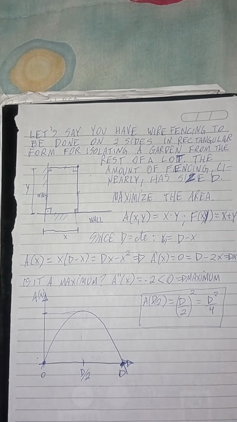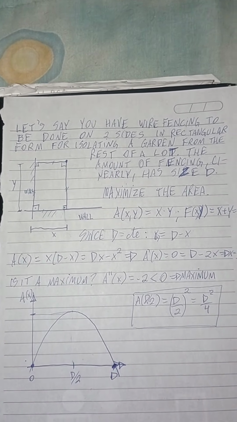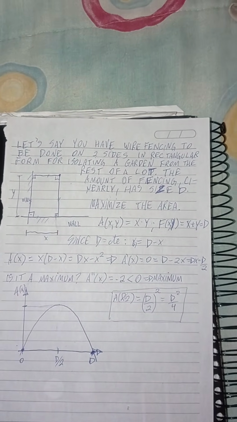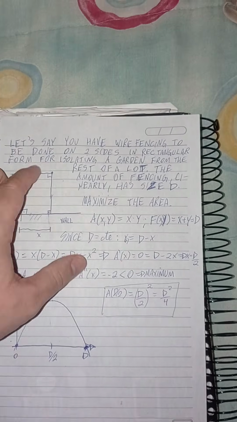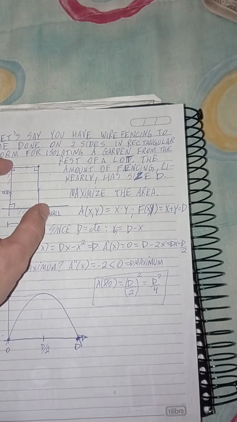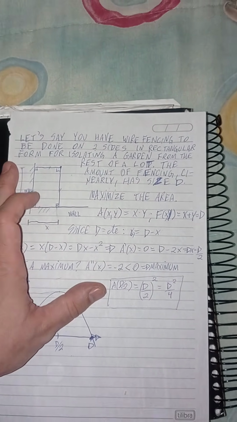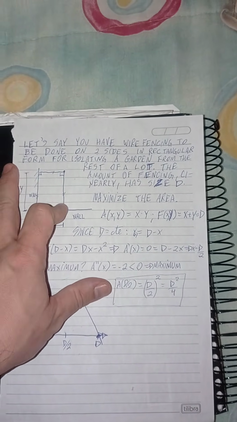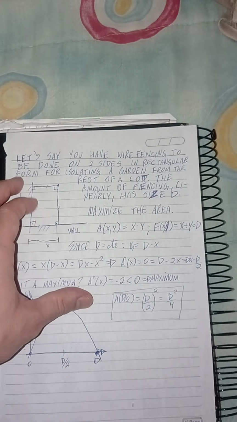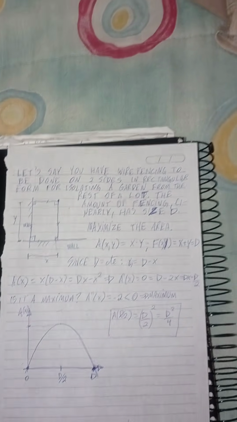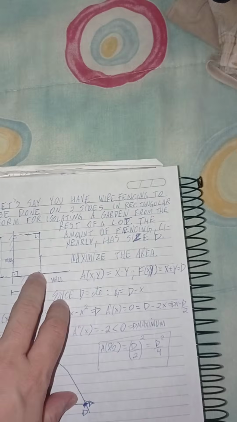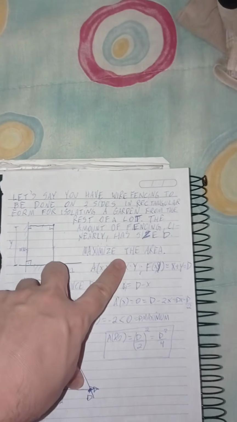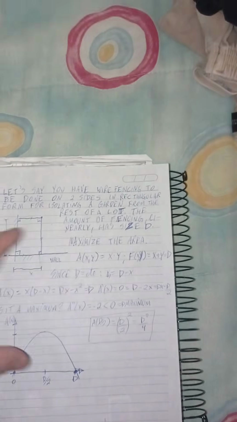Hello, so let's say you have fencing to be done on two sides of a rectangular corner of a lot, and you have two sides that are free, and you want to do a rectangular lot for a garden. And to isolate this part of the garden, the inside, from the rest of the lot, you're going to use a fencing made of wire of size D, and you're asked to maximize the area.